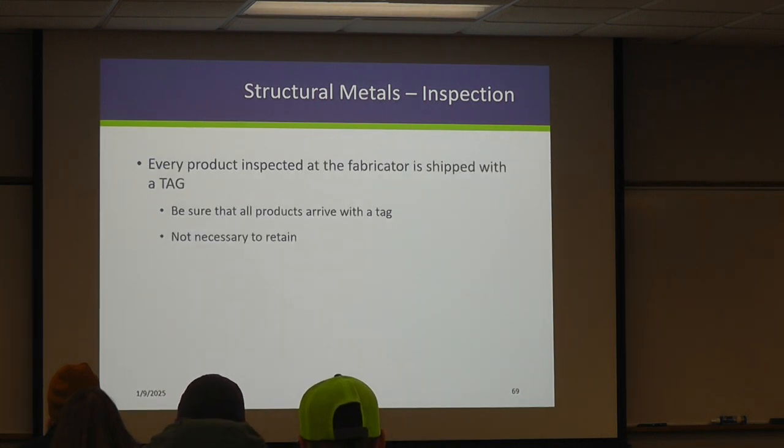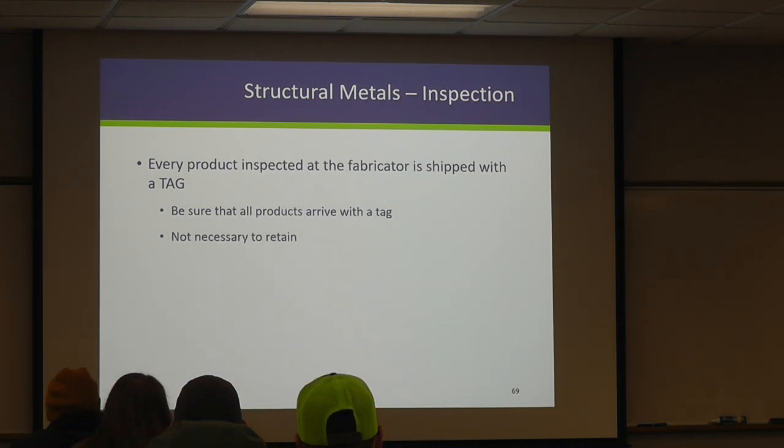Every product before it leaves the fabrication facility is going to be tagged with a shipping tag. And so this is more or less that final step where our shop inspectors are saying, yep, we've gone through the entire process. These are ready to be shipped. They're acceptable material. So when these arrive on site, you gotta make sure that tag is present. If it's not, you gotta start asking a lot of questions.